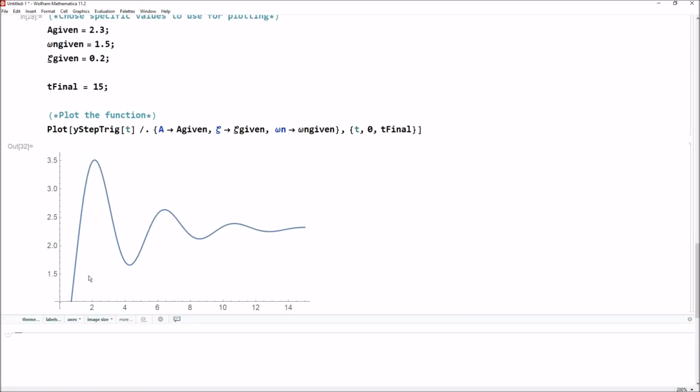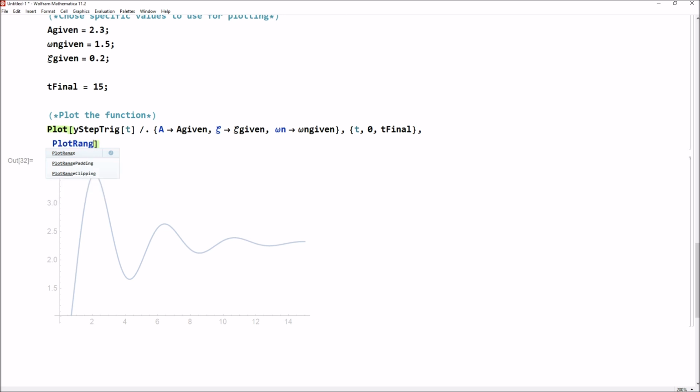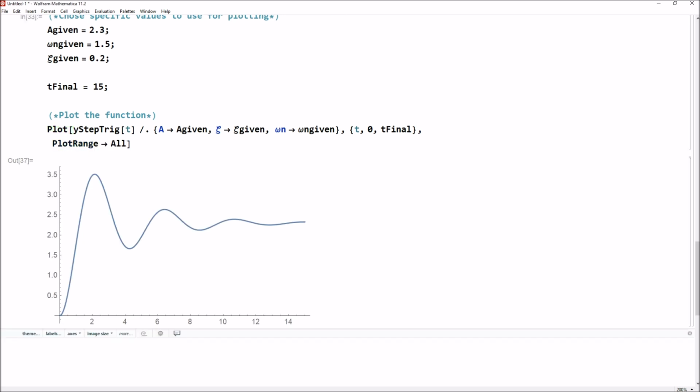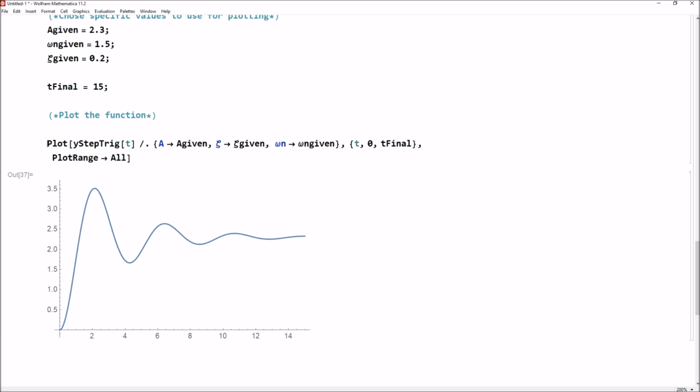This is what it looks like, and actually it looks like it cut off some of the plot. So tell you what, let's do our good old PlotRange All. There we go, so we can see the entire function. And yep, it looks like it starts at 0, has 0 slope, but pretty rapidly it comes up here. And you know what? Let's plot two things at the same time. So let's also plot the step input here.